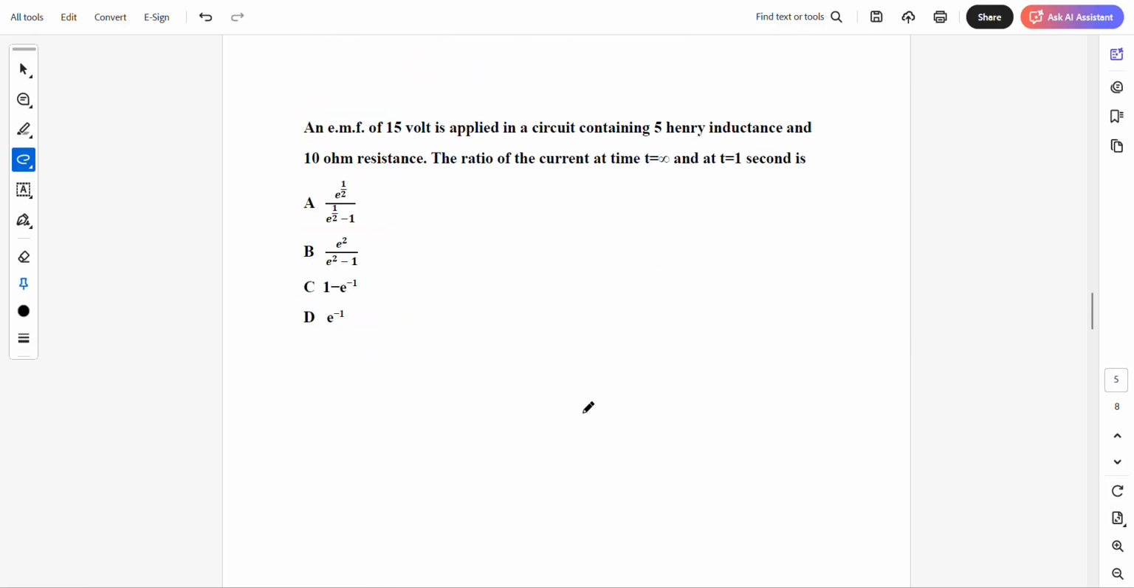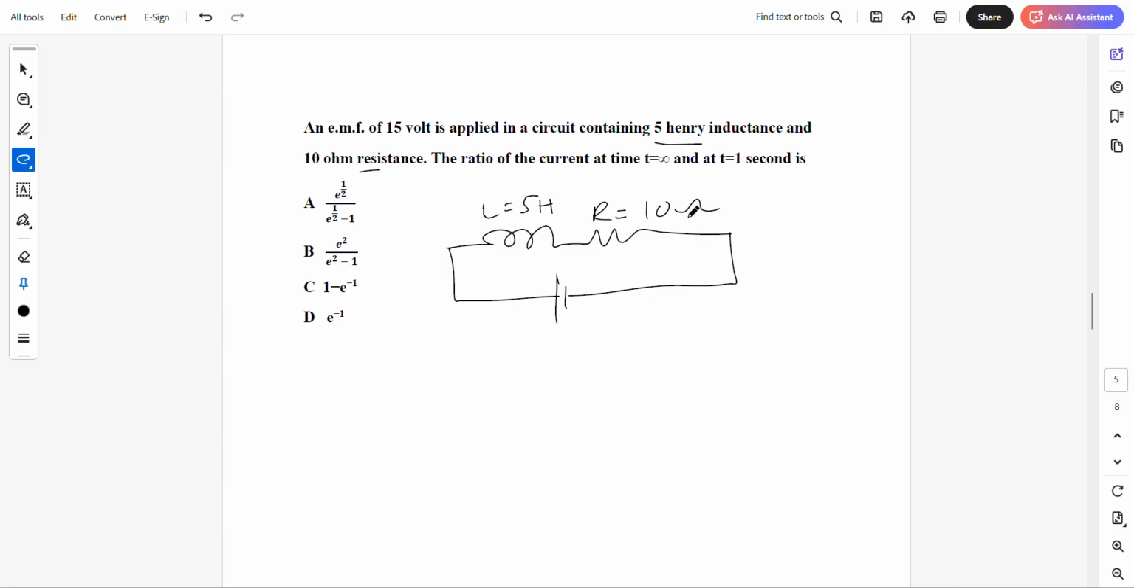Next problem we'll see. An EMF of 15 volt is applied in a circuit consisting of L and R. This is LR circuit. This is L and this is R, and it is connected to an EMF of 15 volts. L is how much? 5 Henry. R is how much? 10 ohm. E is equal to how much? 15 volts. The ratio of the current at t is equal to infinity, to that at t is equal to 1 second.